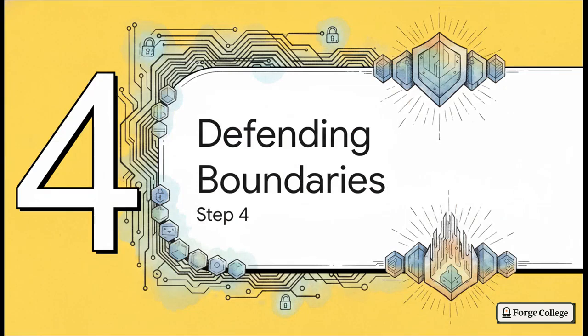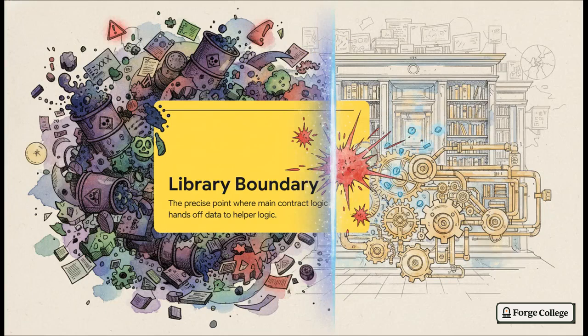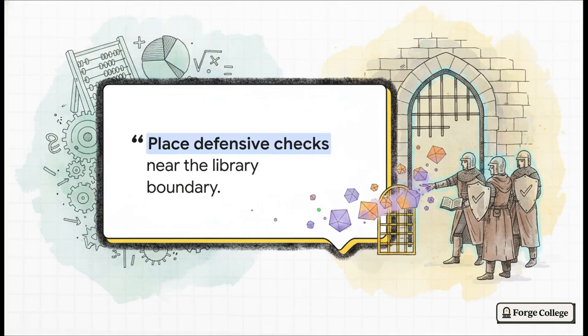Section 4. Defending the boundaries. Now that we're wired up, we need to talk about the library boundary. This is the precise point where your main contract logic hands off data to the helper logic. You've got to treat bad user inputs like hazardous materials. You definitely do not want garbage data entering your delicate library machinery, because you're going to get catastrophic results. So there's a vital rule of thumb here. Place defensive checks near the library boundary. The strategy is simple. Let the library do the math, but let the contract guard the gates.